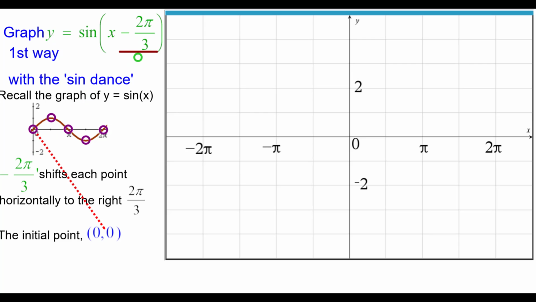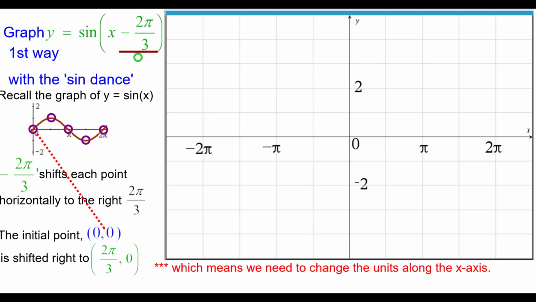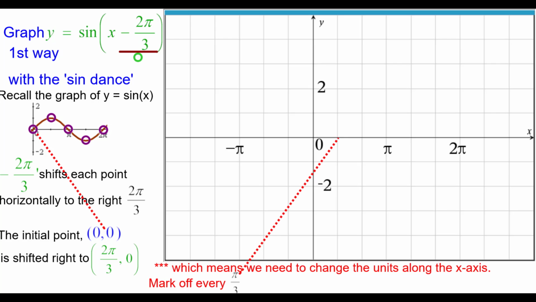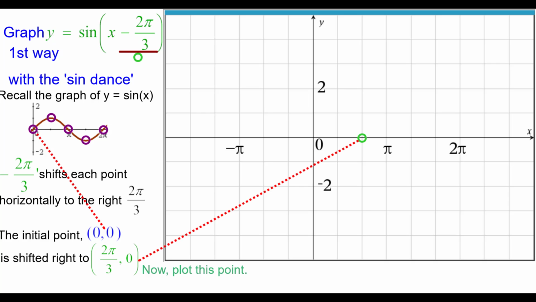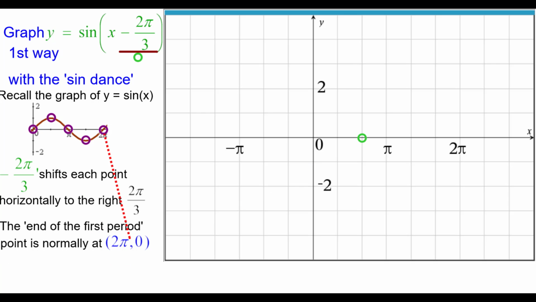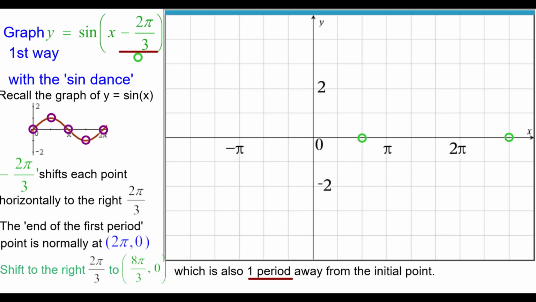The initial point, which is normally at the origin, is shifted to the right to 2 pi over 3 comma 0. We're going to need to change the units along the x-axis, so we're going to mark off every pi over 3. Pause as needed. Now let's plot the point 2 pi over 3 comma 0. The end of the first period is normally at 2 pi comma 0, but we're shifting every point to the right 2 pi over 3, so this will be 2 2/3 or 8/3 pi comma 0, which is also one period away from the initial point, 2 pi away, just a way to double check.